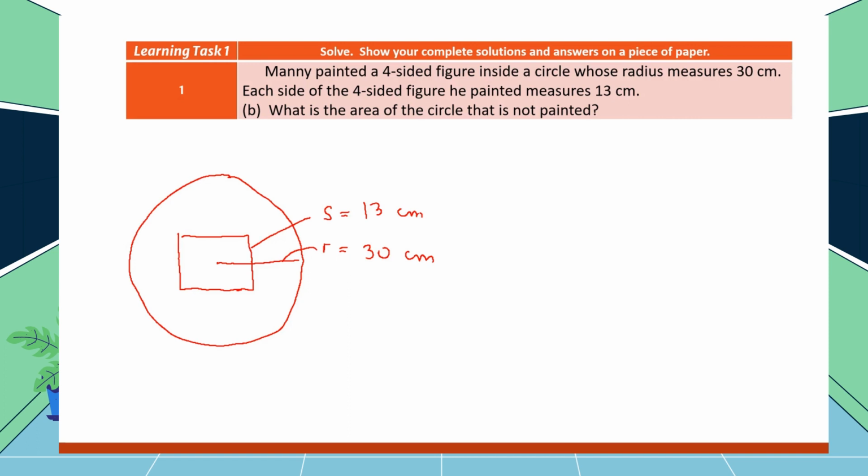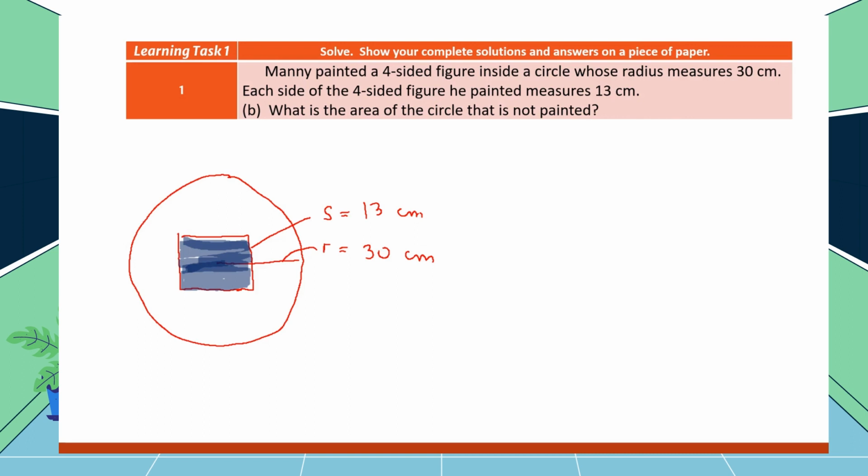Okay? At syempre pa, sabi natin, ito yung shaded part. Tama? So, ito yung figure natin kanina. Similar doon sa ating ginawa kanina. Okay? Now, ang tanong, what is the area of the circle that is not painted? So, ito, kung mapapansin nyo, yung kulay puti ang tinatanong, yung area nito.